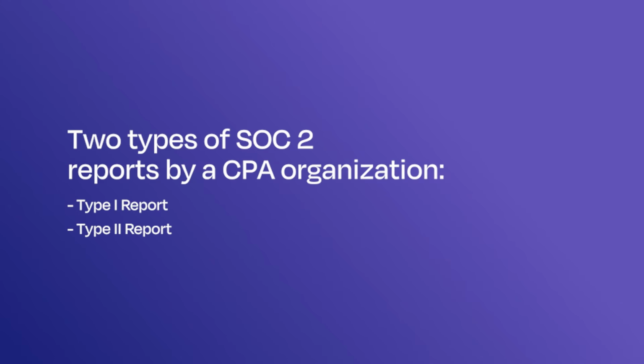A Type 2 report, which is a report on the service organization's design and operating effectiveness of controls over a period of time. The time period is determined by the service organization and is typically a full calendar year, but can be as little as 3 months, which is the minimum time period allowed for a Type 2 report.